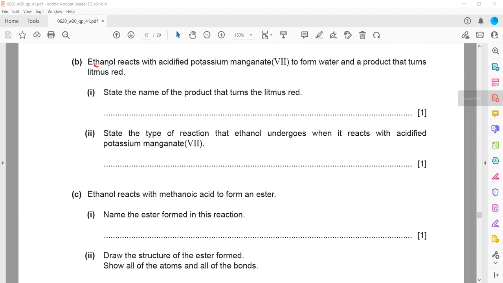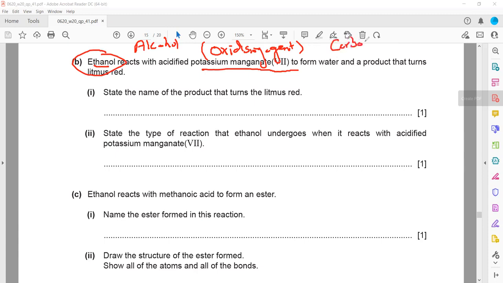Part B, ethanol or alcohol reacts with acidified potassium manganate. What is this acidified potassium manganate? It is an oxidizing agent. Oxidizing agent means it helps in oxidation, to form water and the product. So ethanol reacts with acidified potassium manganate to form water and the product. Remember, whenever we have alcohol and we use an oxidizing agent, potassium manganate 7, it will convert alcohol into carboxylic acid. So oxidation of alcohol results in the formation of carboxylic acid.